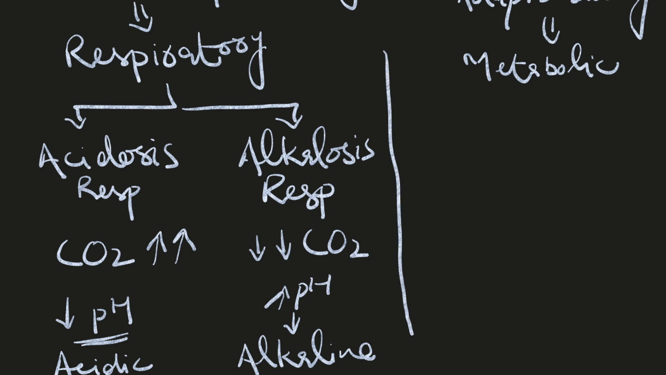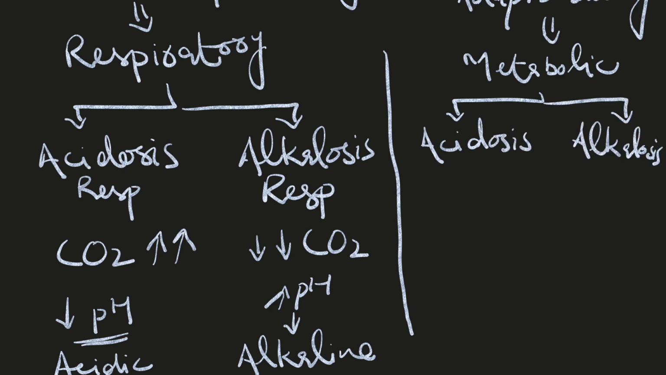In the same way, metabolic components will be acidosis and alkalosis. As I have told you, bicarbonate is basically a base. So, what will happen if you remove the base from your blood? The pH is going to get low. pH will be more acidic. It will be less than 7.35.